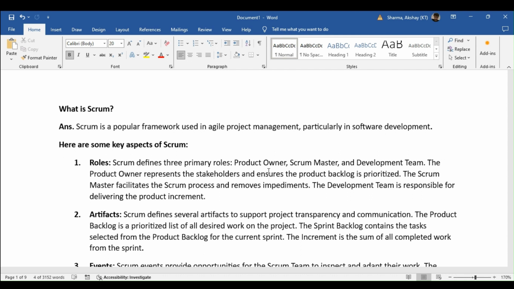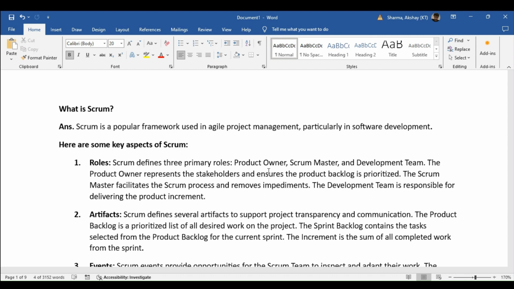Scrum defines primary roles like product owner, Scrum Master, and the development team. The product owner represents the stakeholder and ensures the product backlog is prioritized. The Scrum Master facilitates the Scrum process and removes impediments. The development team is responsible for delivering the product increment. So the roles are product owner, Scrum Master, and the development team.